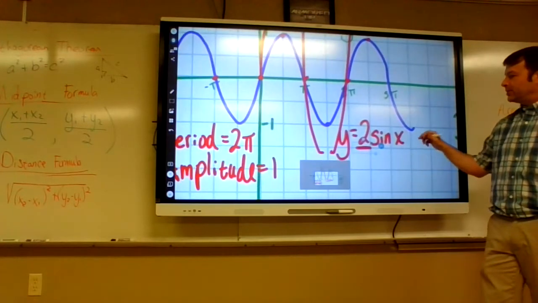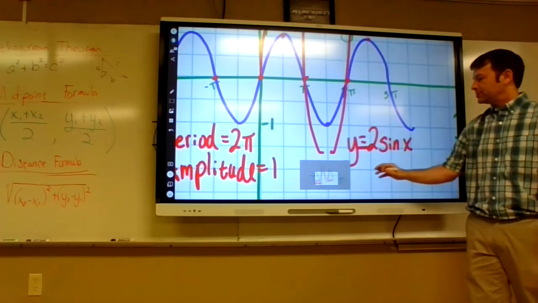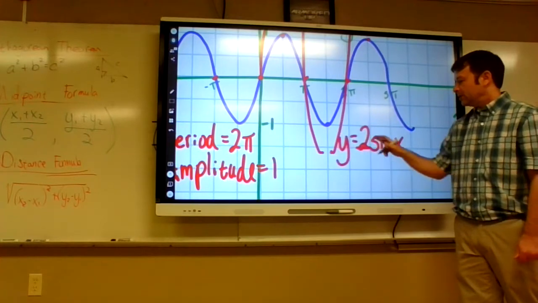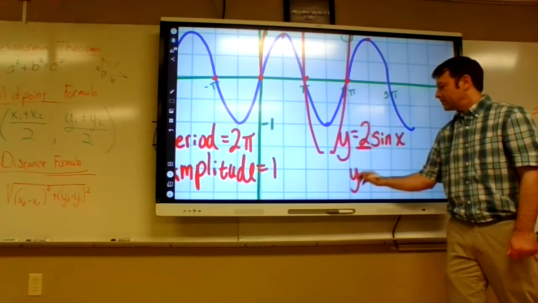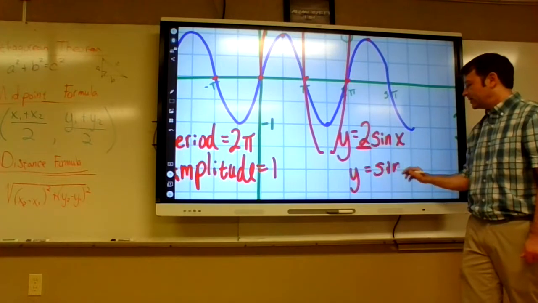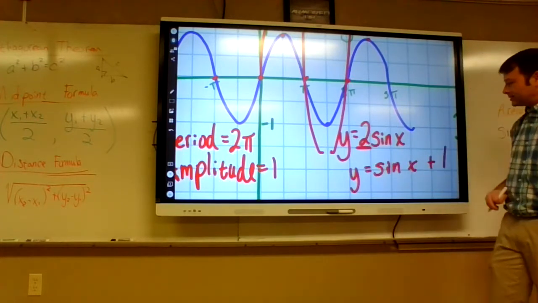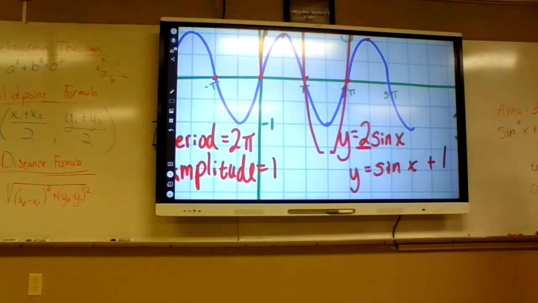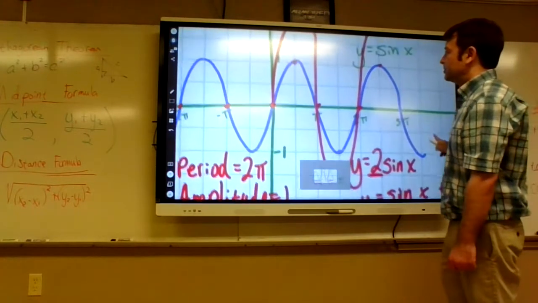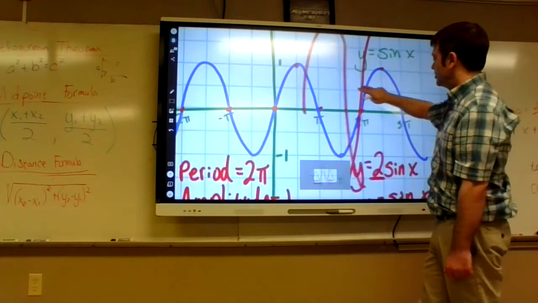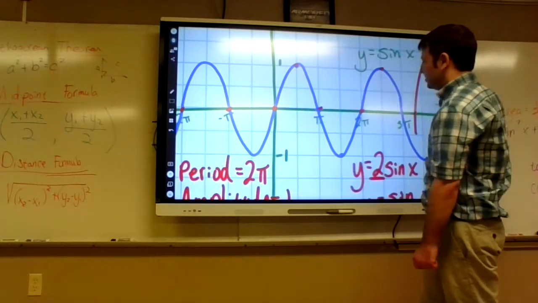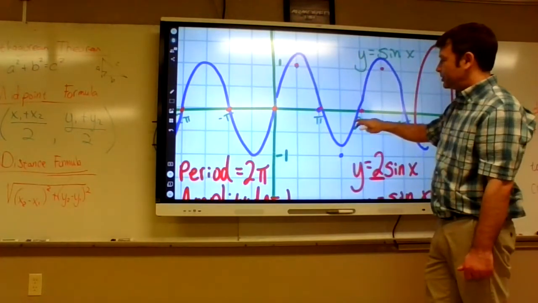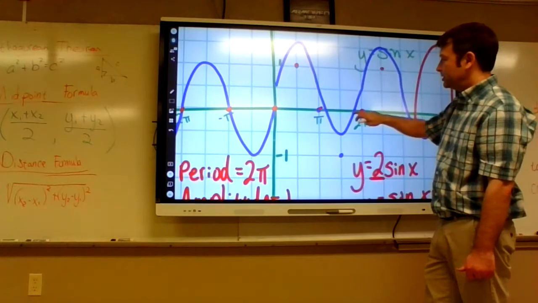Alright, what do you think would happen to the function if I did that? Move it up 1. The graph moves up 1, that is correct. So, actually I don't want this guy anymore, get out of here. So the graph would just move up 1, everybody goes up 1.